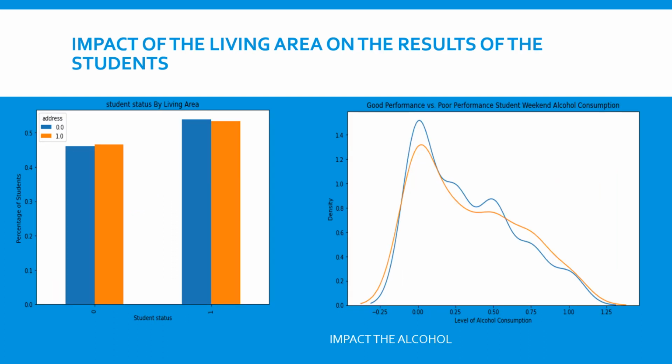Our next graph is the impact of the living area on the result of the students. According to this graph, the conclusion is that the area doesn't have an impact on student performance. You can see in the graph, even the people with good results live in the countryside, small towns, and small villages, and not in big cities. The next graph is the impact of alcohol. According to the graph, we conclude that weekly alcohol consumption doesn't have any strong effect on the student's performance. Even people with low consumption have low grades.